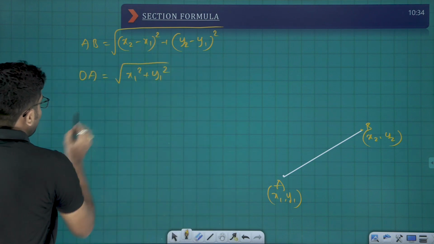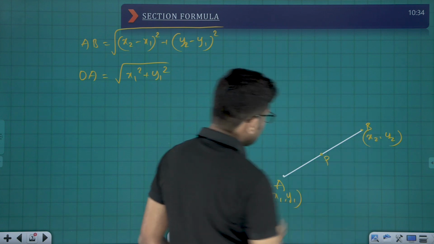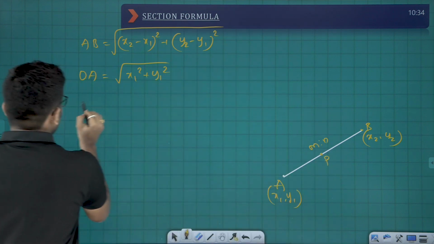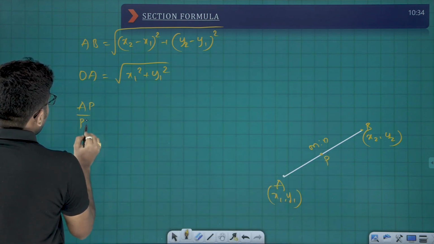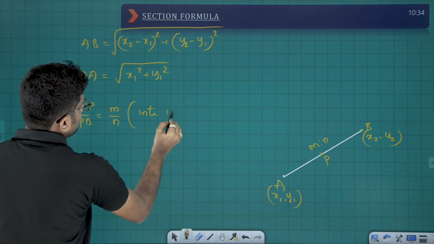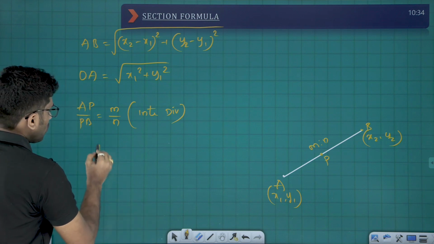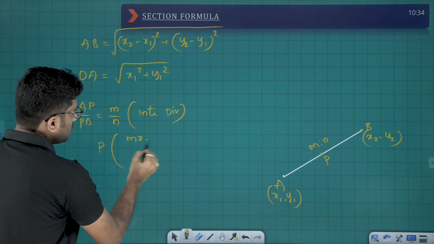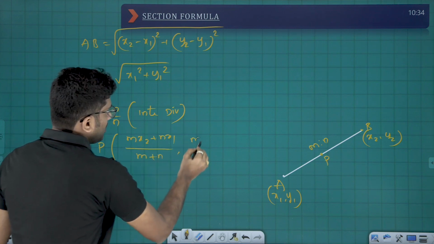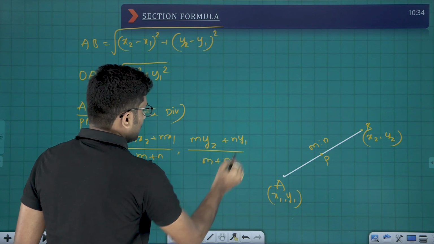Next, section formula means if P is a point which lies inside the join of line segment AB and P divides AB in the ratio m:n, then AP by PB is equals to m/n, and this division is internal division. So if P divides AB in the ratio m:n internally, then coordinates of P will be (mx2 plus nx1) divided by (m plus n), comma (my2 plus ny1) divided by (m plus n).